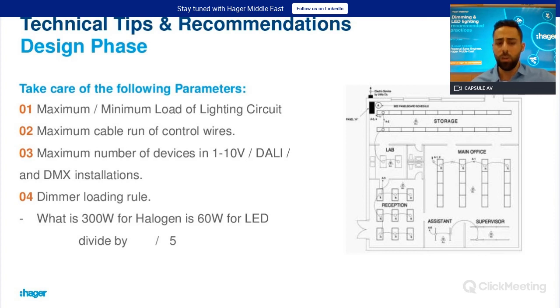The dimmer loading rule, again, this is not a textbook. This is something you can use quickly in your project, just to make sure you are on the safe side. If you have a 300 watt dimmer, it's not a 300 watt dimmer for LED. Please take care of this. For example, for the retrofit, it's 60 watt for LED. If the dimmer is not compatible, it's 60 watt. So me myself, when somebody asks me directly, I divide by 5. And this is what, in Hager solution, if I have a 300 watt one channel dimmer for halogen, okay, it's 60 watt for LED.